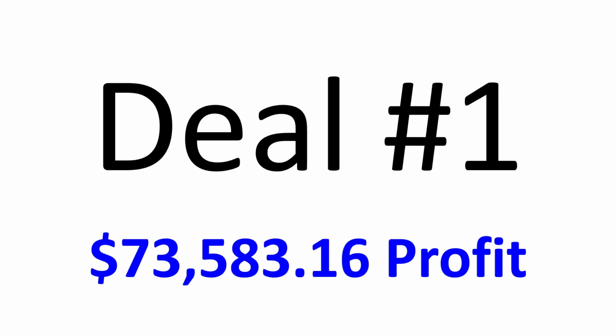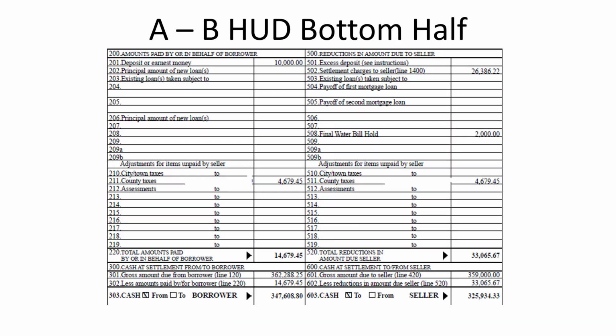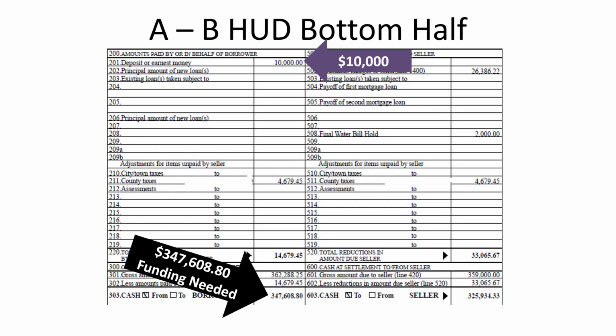Deal number one, $73,583.16 net profit. What I always do is take the A to B and B to C HUDs. I cut them in half for visibility, so to speak, or readability. What's important on the top half of the A to B HUD is very simply the purchase price, $359,000. On the bottom half of the A to B HUD, what's important is, first of all, the earnest money deposit, in this case, $10,000, and also the amount that needed to be funded to make this a no-money transaction, which was $347,608.80.